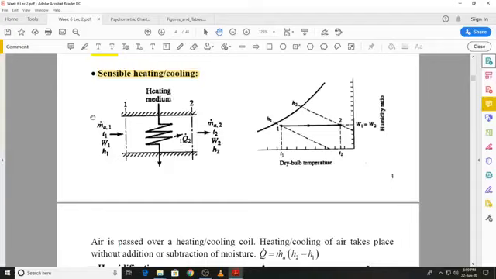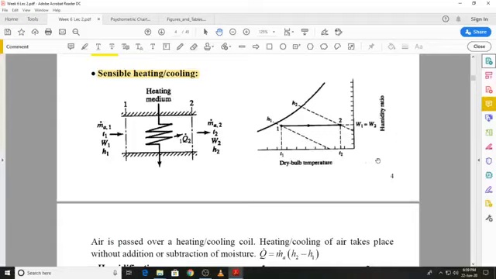The next process is one of sensible heating or sensible cooling, which is obtained by passing air over a heating or cooling coil. And during this process, the humidity ratio of the air remains unchanged. That means there is no addition or removal of the moisture from the air stream. As a result, the process line will be a horizontal line sketched on the psychrometric chart.